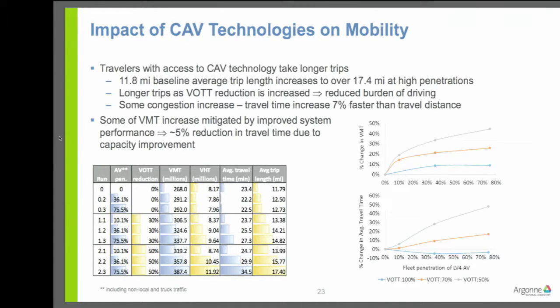Although we do see some congestion increase as well, as travel time increases 7% faster than the travel distance. So there's some rebound effect, in that increasing the capacity also increases the travel demand. Next slide.